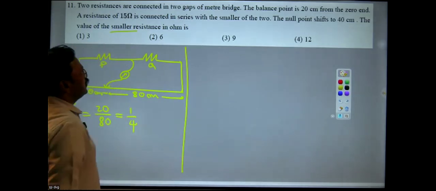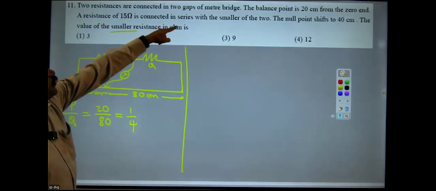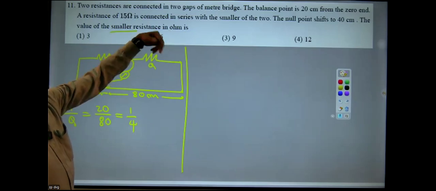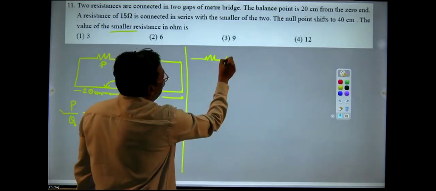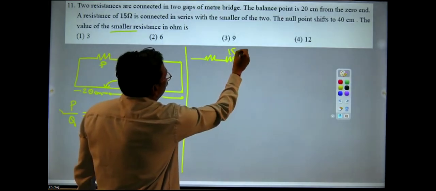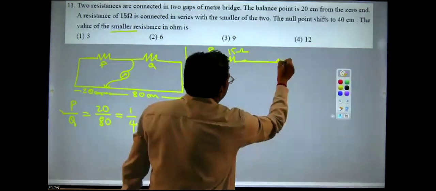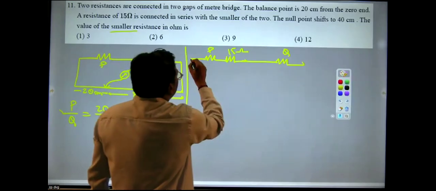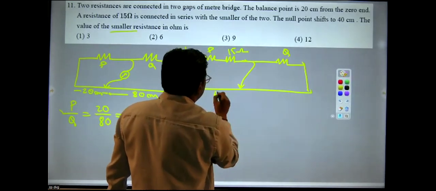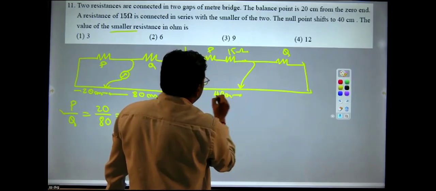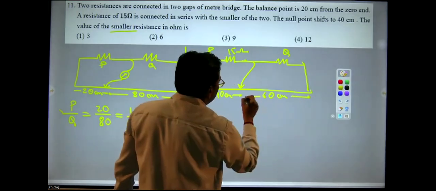In the next case, what have they given us? A resistance of 15 ohm is connected in series with the smaller of the two. The null point shifts to 40. That means across P we are connecting one more resistance of 15 ohm. 15 ohm plus P is our left gap. In the right gap, the same value of Q is continuing, and now the balancing point is shifting to 40 centimeter. So this is our balancing point. Balancing point is 40 centimeter, and the remaining distance will become 60 centimeter.